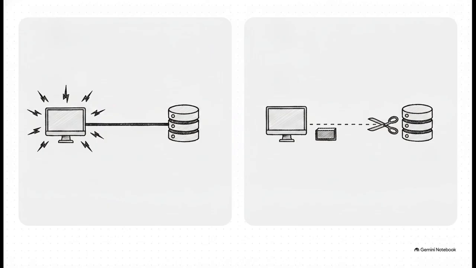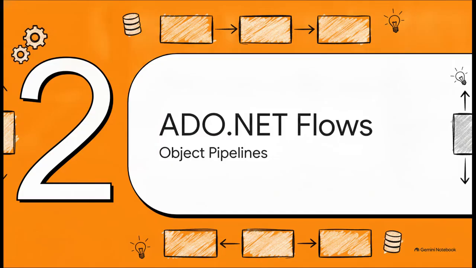Disconnected architecture does the exact opposite. It swoops in, quickly grabs the data, immediately slams the connection shut, and then lets your app work with an offline in-memory copy. When you're all done making your tweaks, it just briefly reconnects to save them. Simple as that. Moving on to Section 2, ADO.NET Classes and Flows.